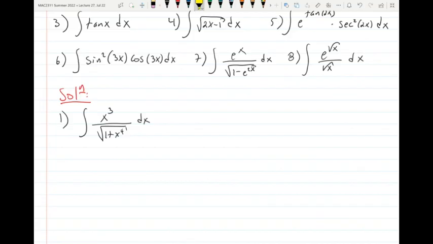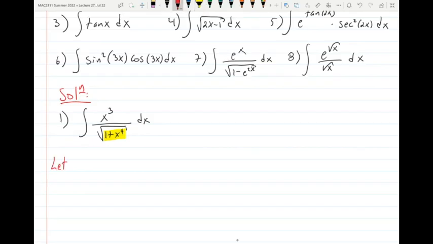I see a composition taking place in the denominator, the square root with a 1 plus x to the 4. And if you look at this, the derivative of x to the 4 is 4x cubed. I don't see a 4, but I see an x cubed in the top next to the dx. That's good enough for me.